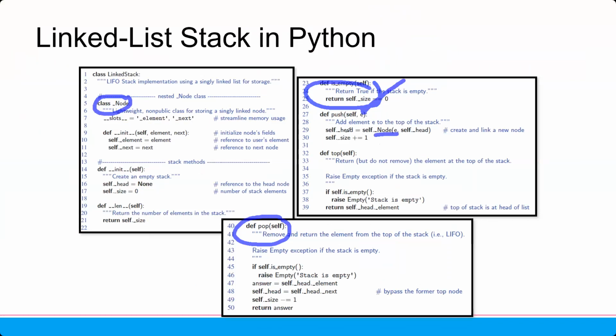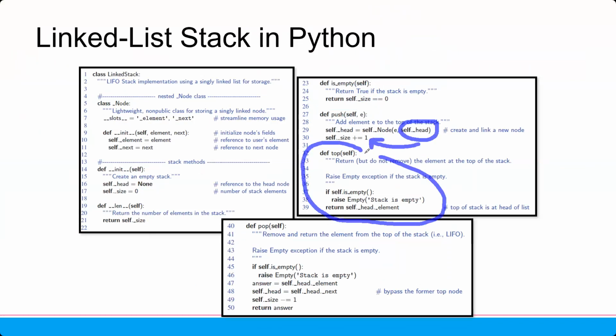So when we have a node like this one, it is different from a list. The node that I want to insert, I'm creating a new node, and the element e will be inserted into the head. After I insert the element into the head, the size will be increased by 1. Now I want to know the top of the stack. The top of the stack means the head. If it is empty, then let's just give a message.